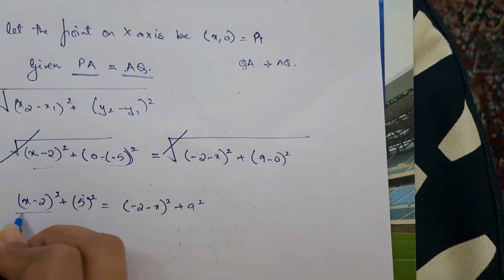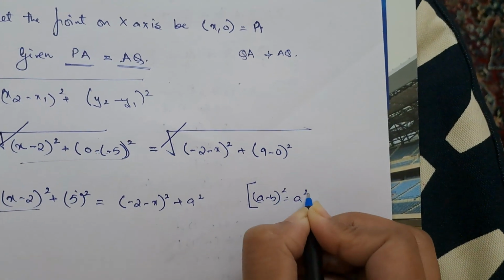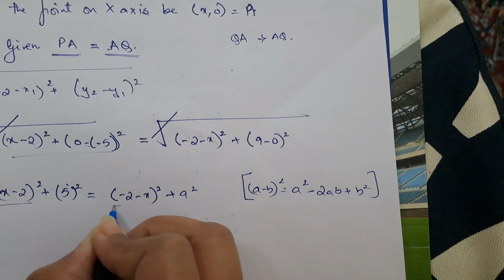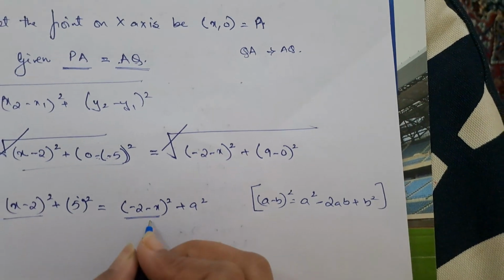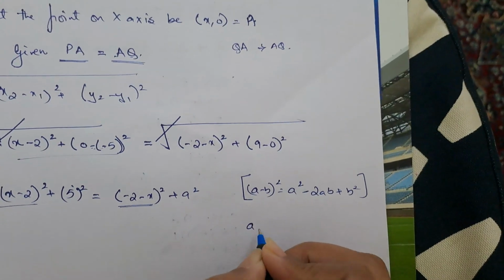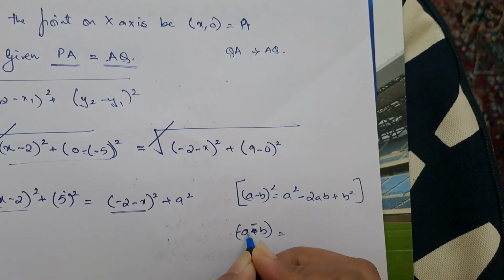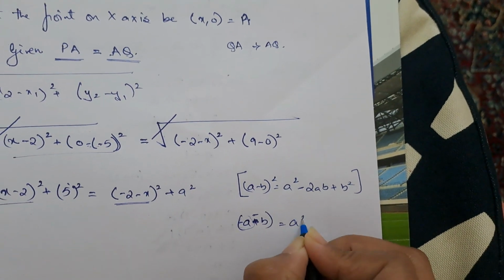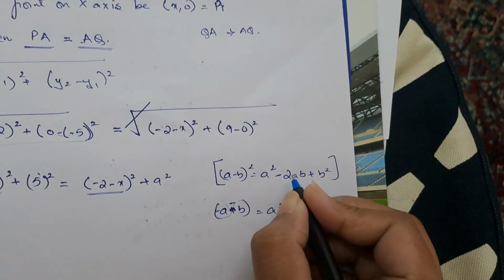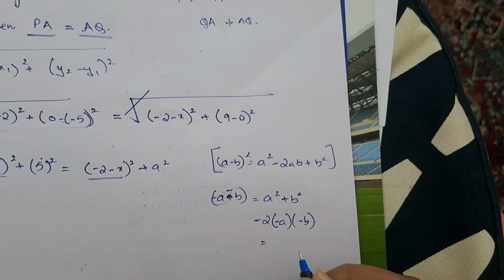Now you're going to open it with the identity (a minus b) whole square is equal to a square minus 2ab plus b square. Now how are you going to open this one? You're going to consider it as (a plus b) or (a minus b). Both the terms are negative only, so it is a square, this is b square, plus b square it becomes. And then minus 2ab, minus 2 I will write, minus a minus b, so it will be how much?